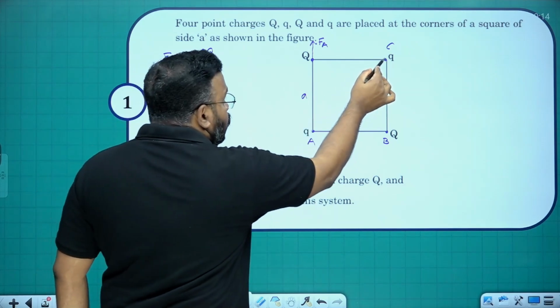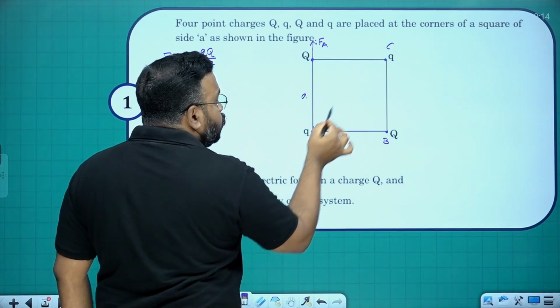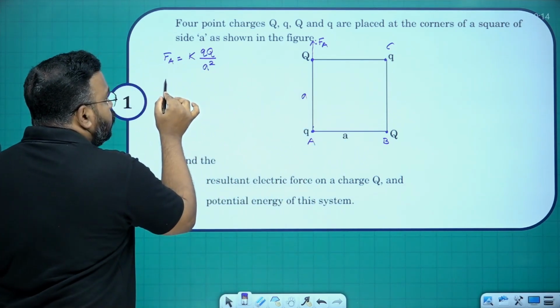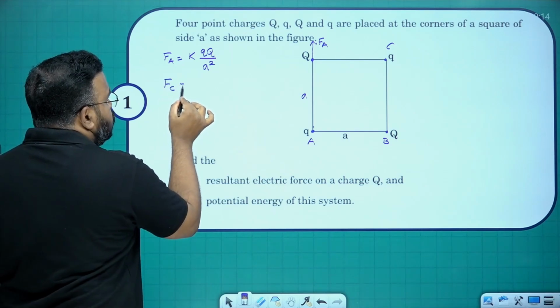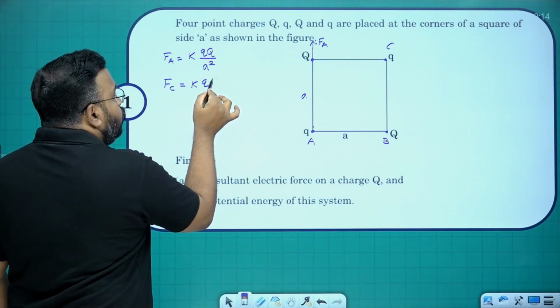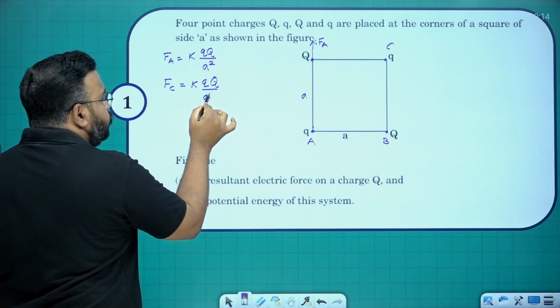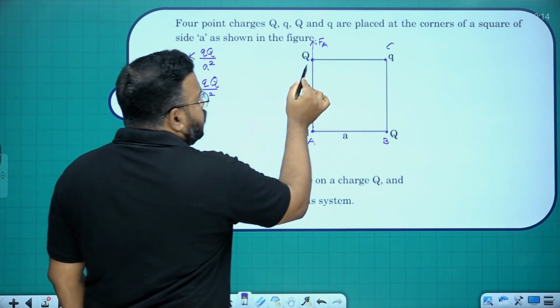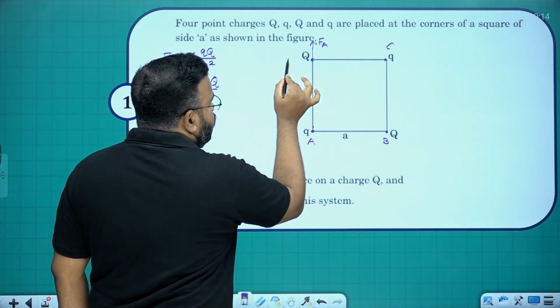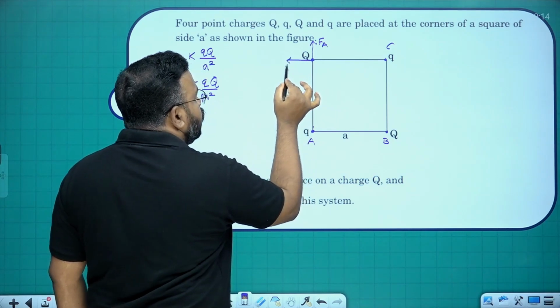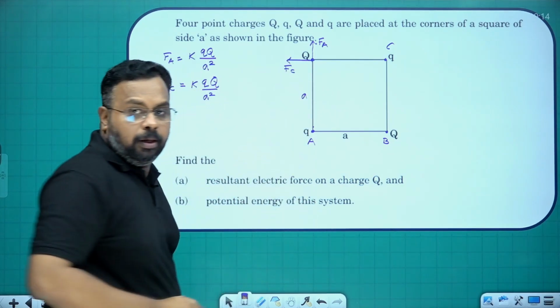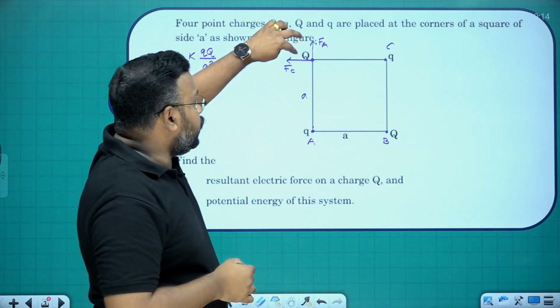Now, these are identical charges. This is small q, this is also small q. So due to that one as well, I am going to name it FC. K into Q q by A square. This is FC. What is its direction? Again it will be repulsion because they are like charges. So this is FC. All right, so these two are equal forces.